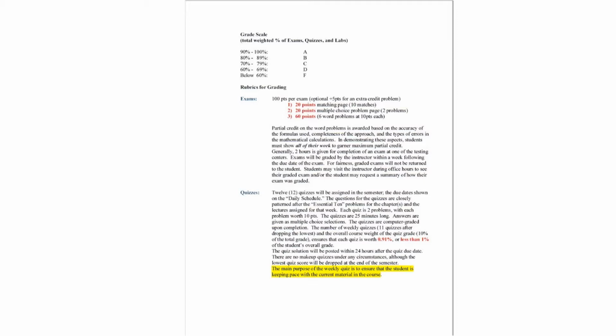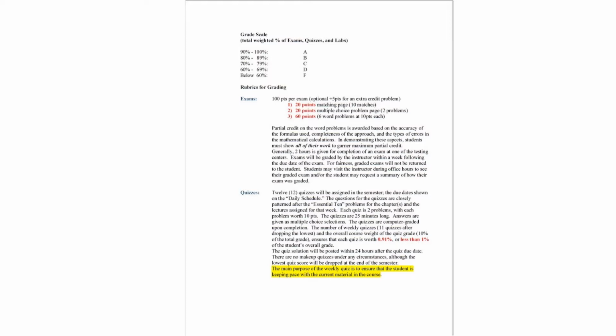The exams will be 100 points per exam with an optional extra credit problem for plus 5 points. The first page of the exam will be a matching page. There will be 10 columns of matches, 2 points per match for 20 points. The second page will be 2 multiple choice problems. They're word problems, straightforward, all or nothing, but the answers are there. Multiple choice problems for 20 points.